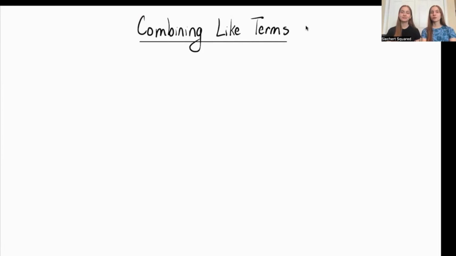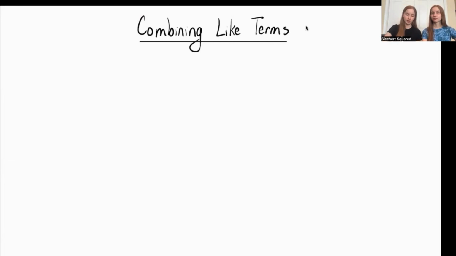Now, today we're going to talk about something called combining like terms. This is a foundational concept in algebra, and it's something you're going to see a lot of going forwards. So let's dive in. Before we start learning how to combine like terms, we actually have to know what like terms really means, and also what a term actually is.